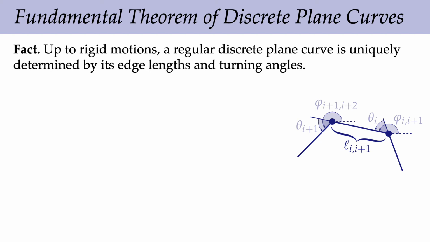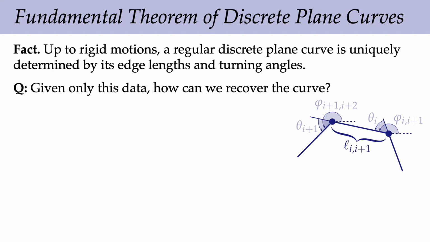Okay, so in the discrete case, this theorem should be pretty obvious, right? If I hand you the lengths of each of the edges, and I hand you the exterior angles at every vertex, how could you recover the curve? How could you draw this curve on a piece of paper? Think about that for a second.